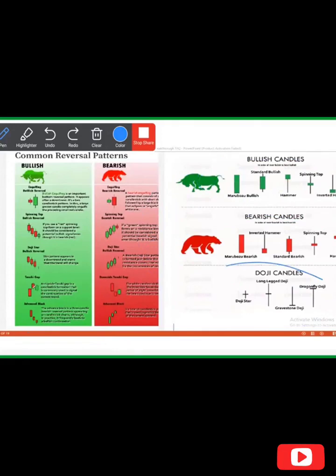Okay, look at the different types of doji we just explained. Remember, we talk about the doji star. I hope you can see my screen very well.